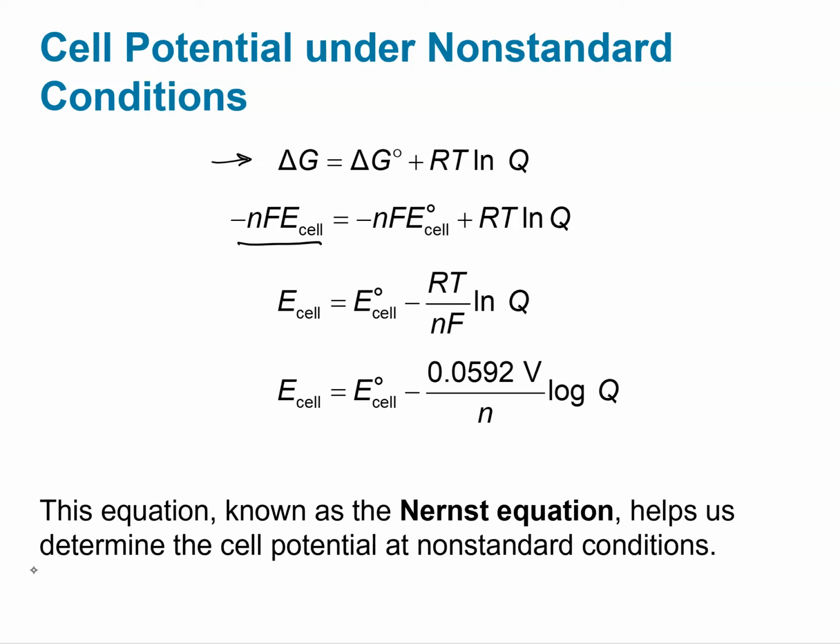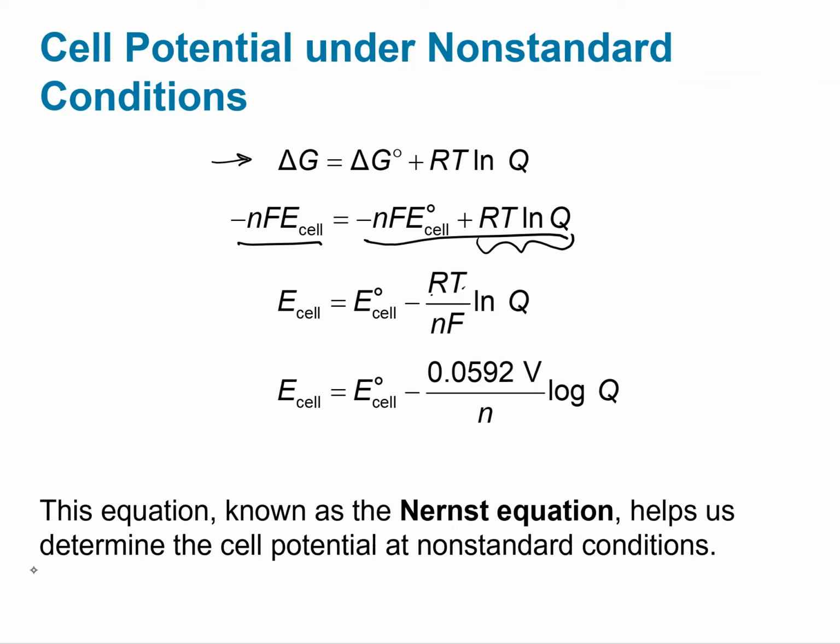that this term equals this term under standard conditions, because delta G naught equals negative nFE naught cell, and add the RT ln Q term. And then we can just isolate E cell on the left side of the equation by moving negative nF to divide both sides. So this term has to get divided by nF. And then we can substitute for R, T, and F, and we can come to our new constant.